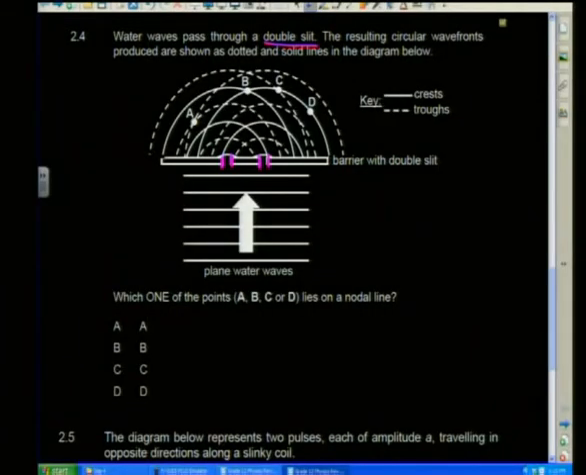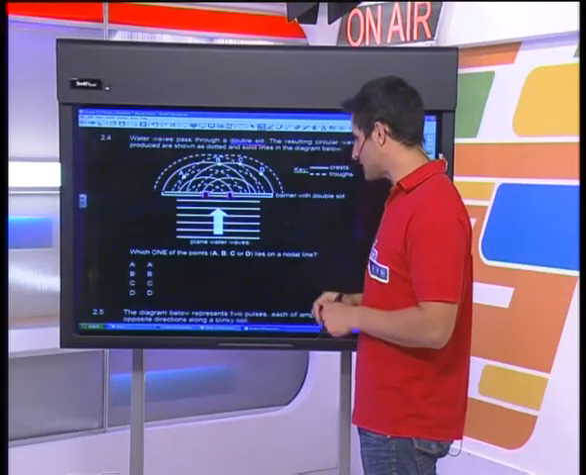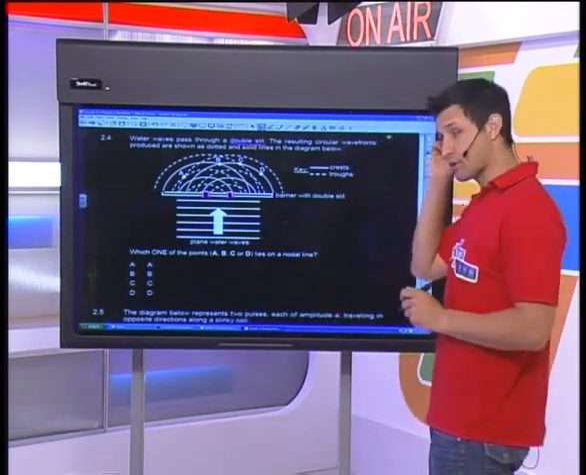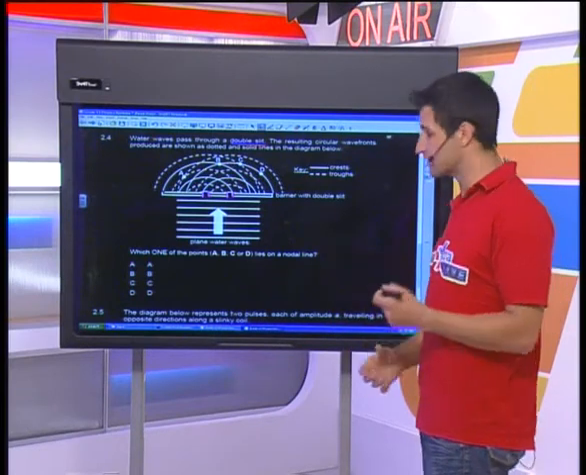So it all looks very, very confusing. And what I'm actually hoping is that my producers got this on the screen, and you can see that the troughs and the crests are different lines. My crests are solid lines, while my troughs are dotted lines. So let's take a look and see what they're asking for me. They say which one of the points, A, B, C, or D, lies on nodal lines. Okay, what did I say to you in the beginning? Choose an answer before you even look at the options.